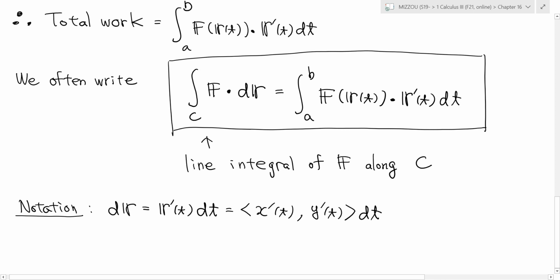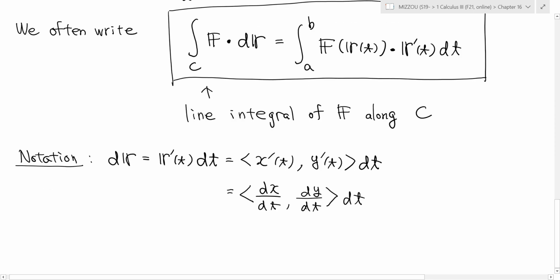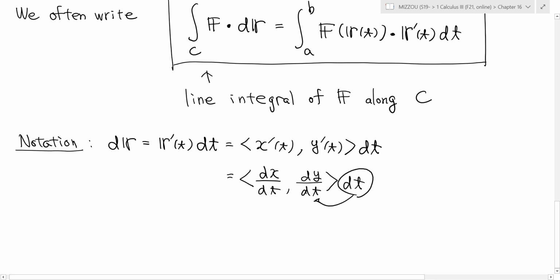All right. And then this is another notation for this: dx/dt, dy/dt. And then you just distribute the dt over the vector like this. You can cancel dt's. And then what you get is dx, dy.